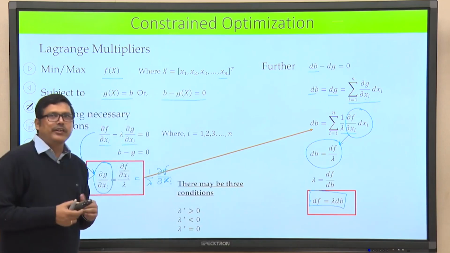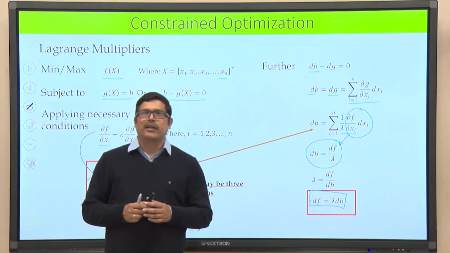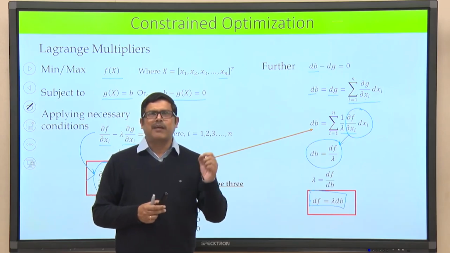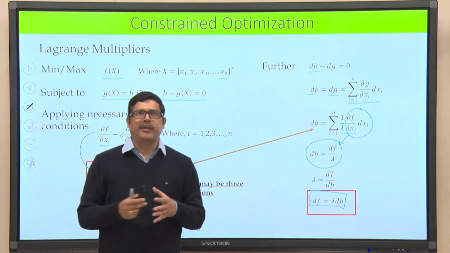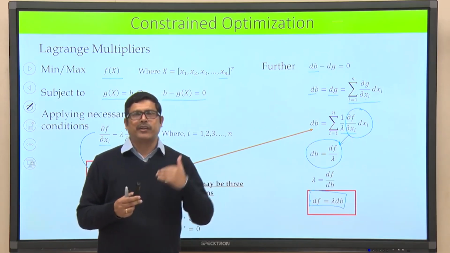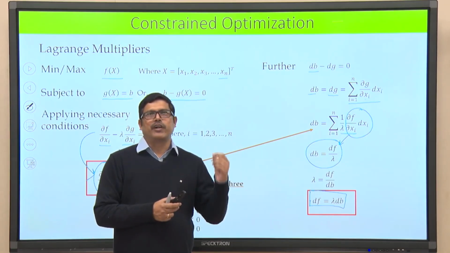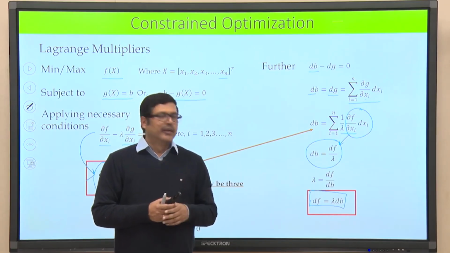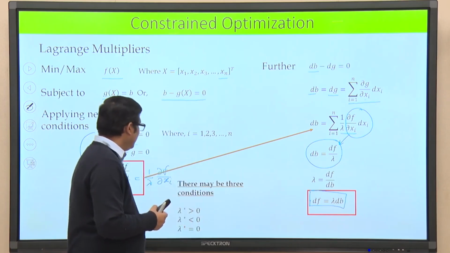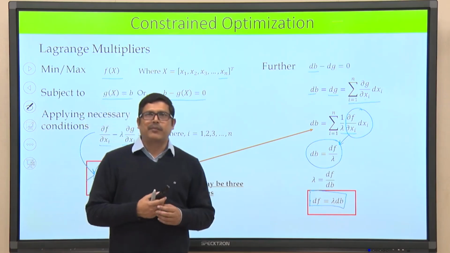And the last condition is that lambda is equal to 0. It does not matter whether you are relaxing or tightening your constraint, it does not have any influence on the objective function value. Okay, so that is basically the significance of lambda.